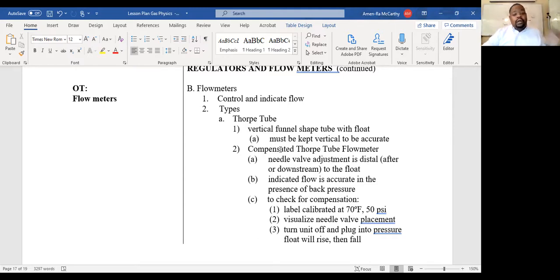Now, what are the types of them? You got two types, compensated or not compensated. You have a compensated Thorpe tube flow meter or an uncompensated.